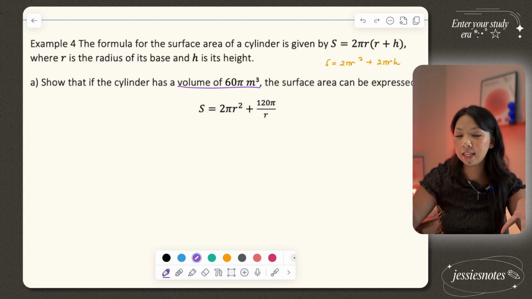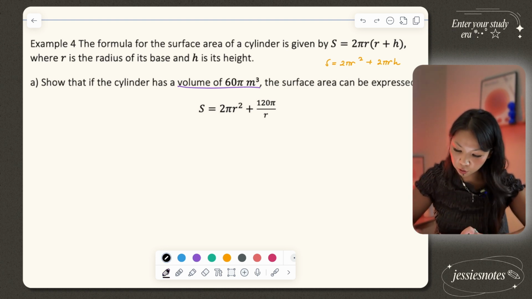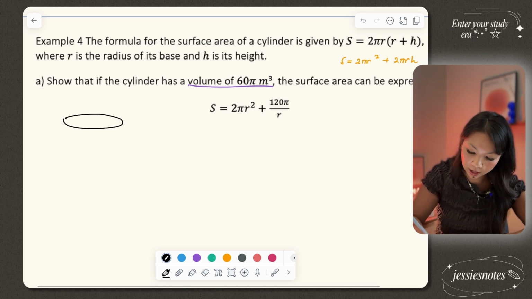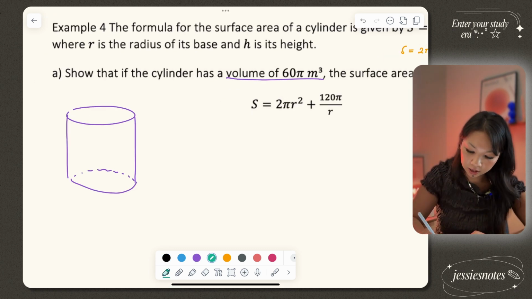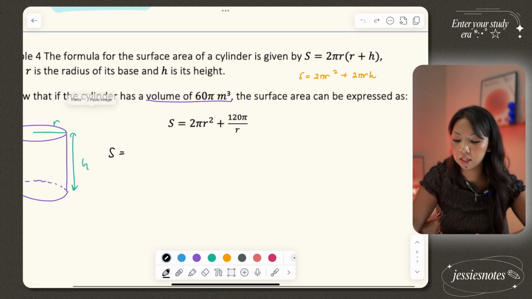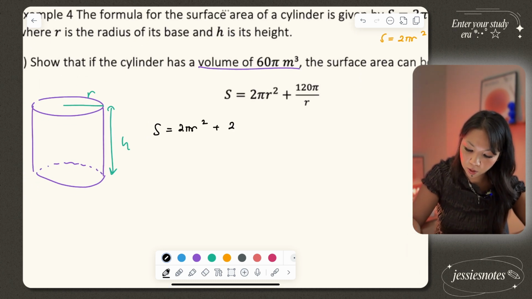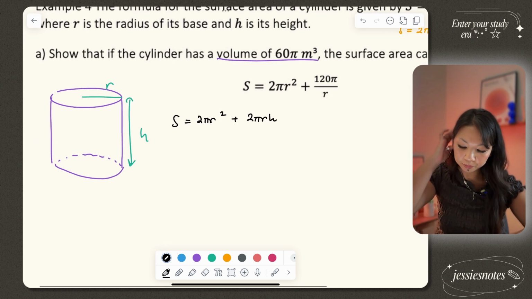And you can kind of get the hint that this is going to be the thing that we either minimize or maximize. So first things first, I'm going to draw a little diagram. For my cylinder, we're going to have a radius of r and a height of h. So if I wanted the surface area formula, thank God they've given it to us in here, but you still need to know it for the exam. It's going to be 2 pi r squared plus 2 pi r h.